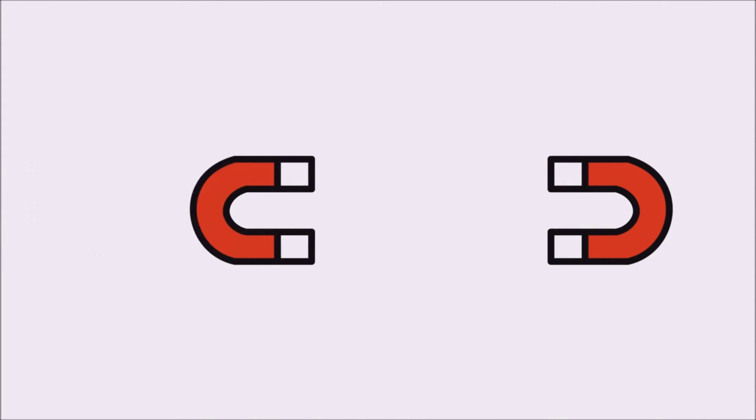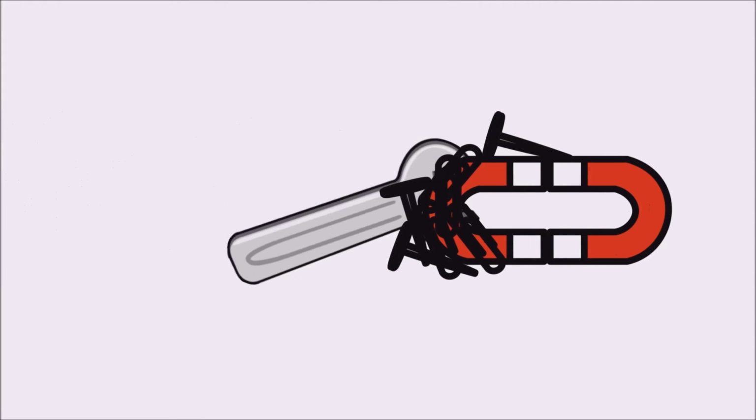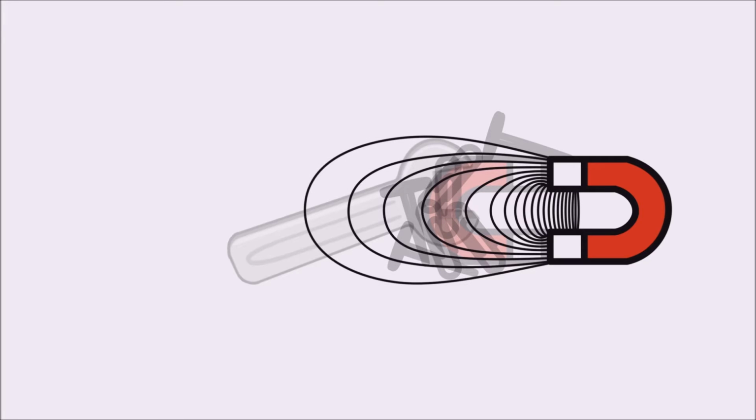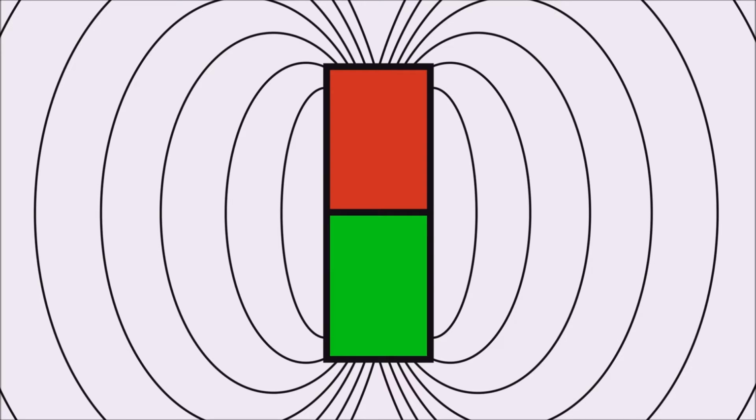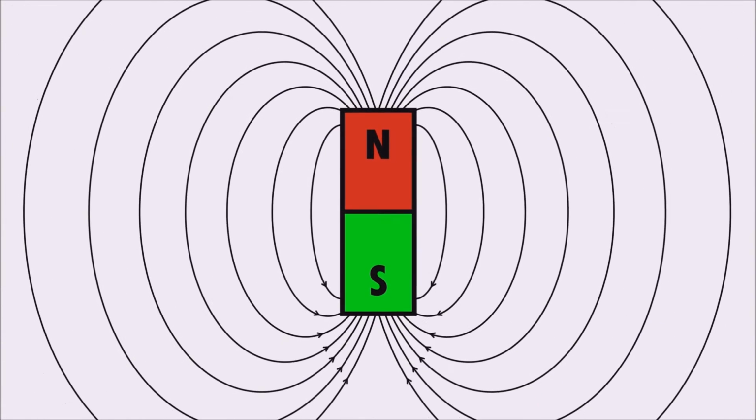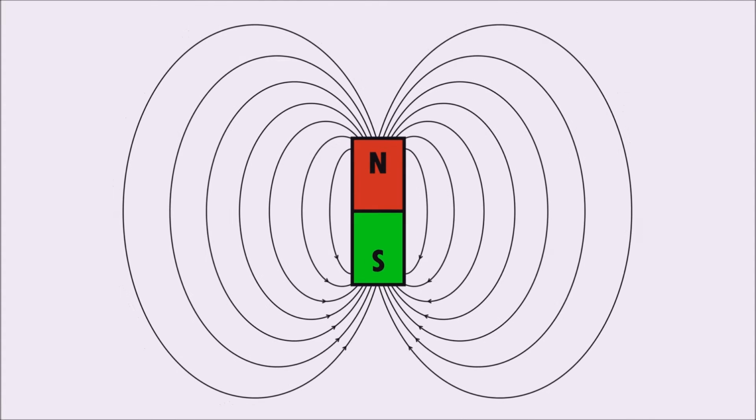Magnets can attract other magnets or other magnetic materials at a distance because of an invisible force called a magnetic field. Magnetic fields create lines. These lines start at a magnet's north pole and end at a magnet's south pole. The lines never cross each other and only point in one direction.